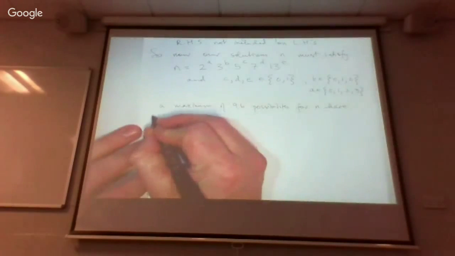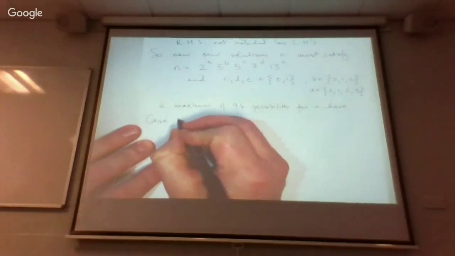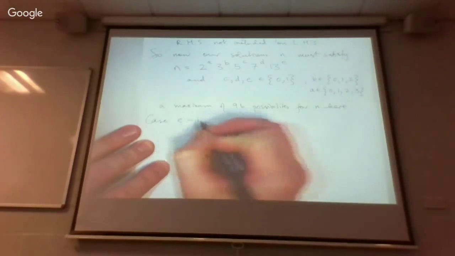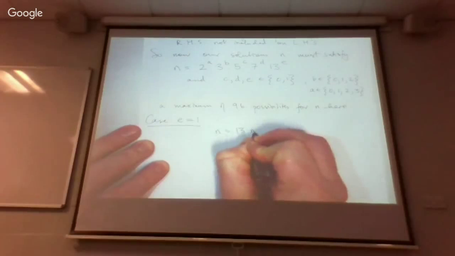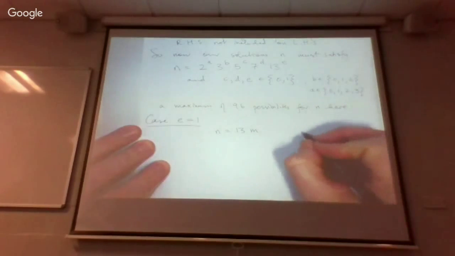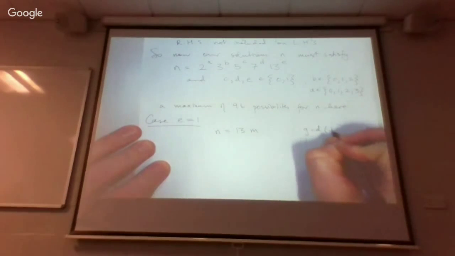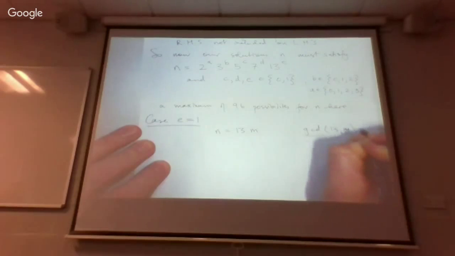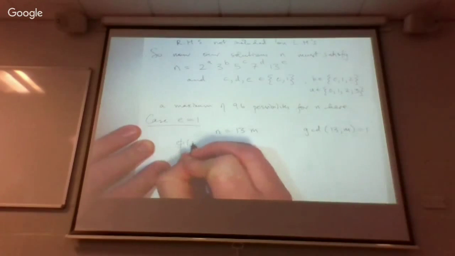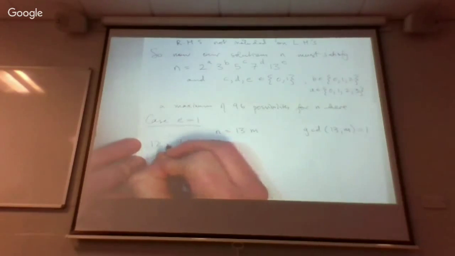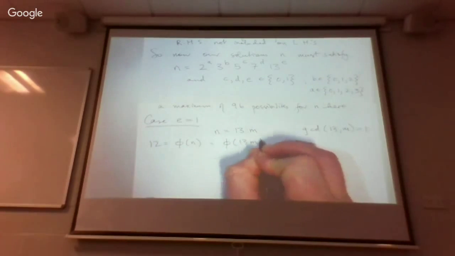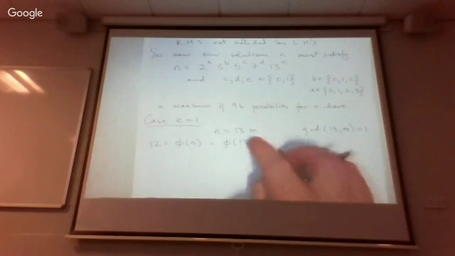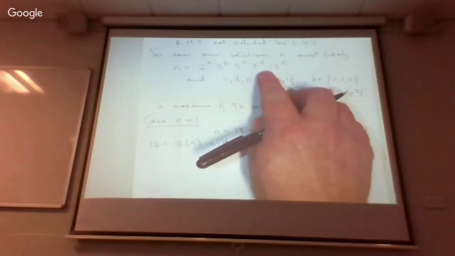Yeah. So there's one case which would have e equals 1. So then you'd have n equals 13 times m, where the GCD of 13 and m is 1. Now we're supposed to have phi of n equal to 12. But that is 13 times m, where 13 and m are co-prime. See, m is representing all the rest of it here.